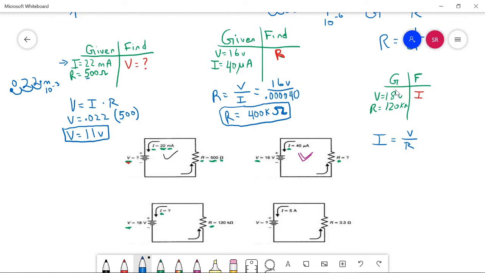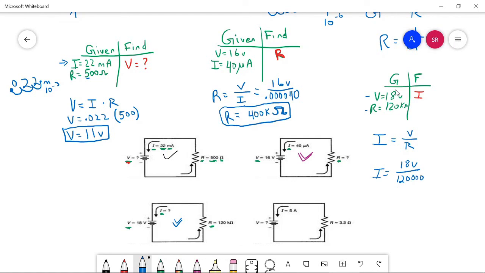Alright, now let's substitute for our voltage and our resistance. So I is going to be equal to, my voltage is 18 volts, right? By the way, we're doing this problem right now, the one that we're working on. My I is equal to 18 volts, that's my voltage. And what's my resistance? 120k. What does 120k ohms look like in decimal form? It looks like this, right?